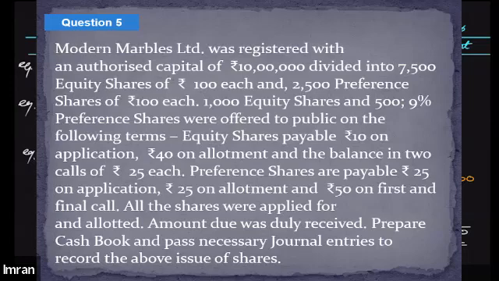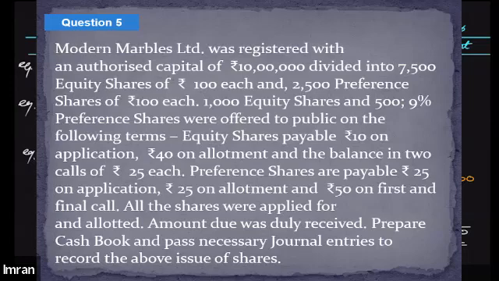Equity shares are payable rupees 10 on application, 40 on allotment, and the balance in 2 calls of rupees 25 each. Preference shares are payable 25 on application, 25 on allotment, 50 on first and final call. All the shares were applied for and allotted, and the amount due was duly received. Prepare the cash book and pass the journal entry to record the above issue of shares.